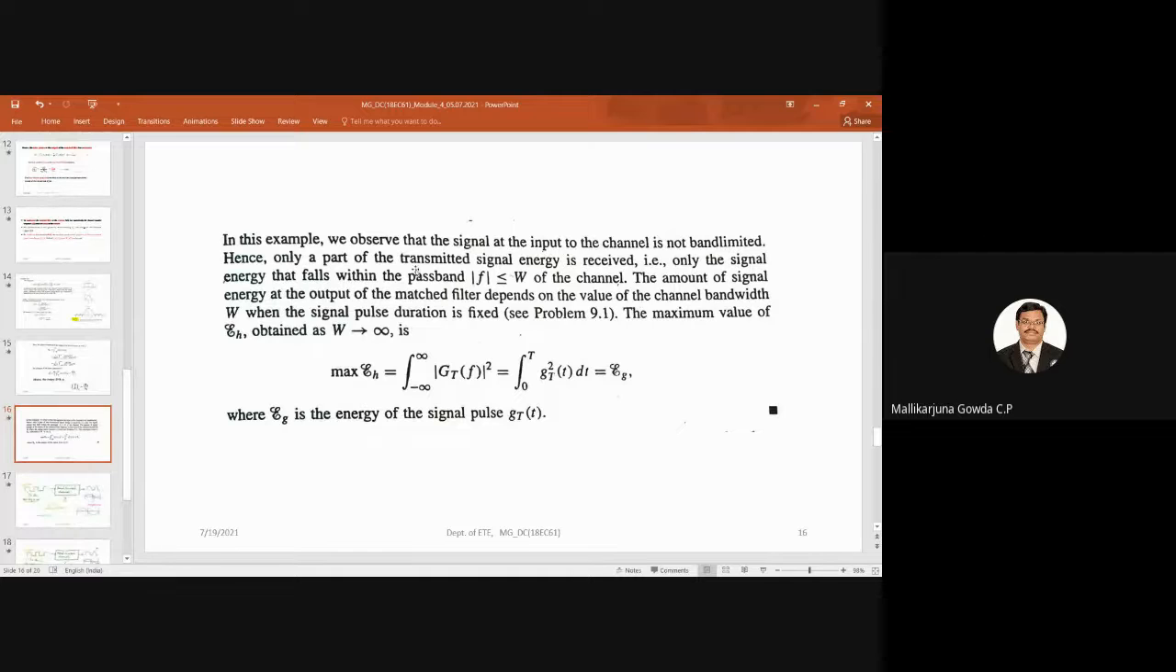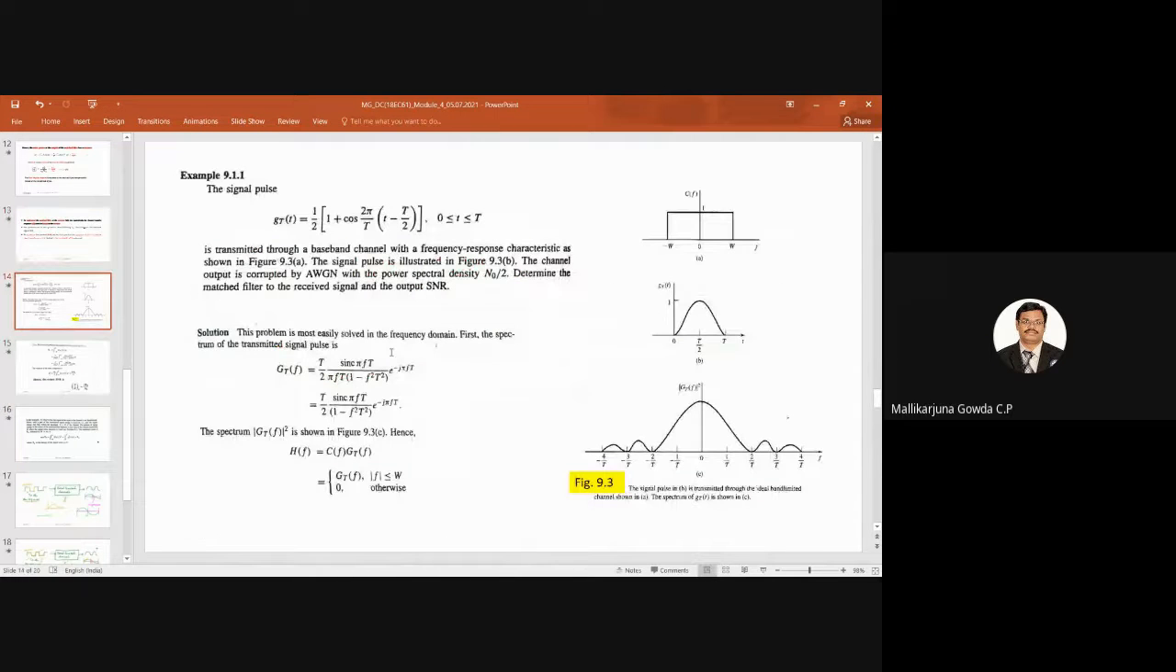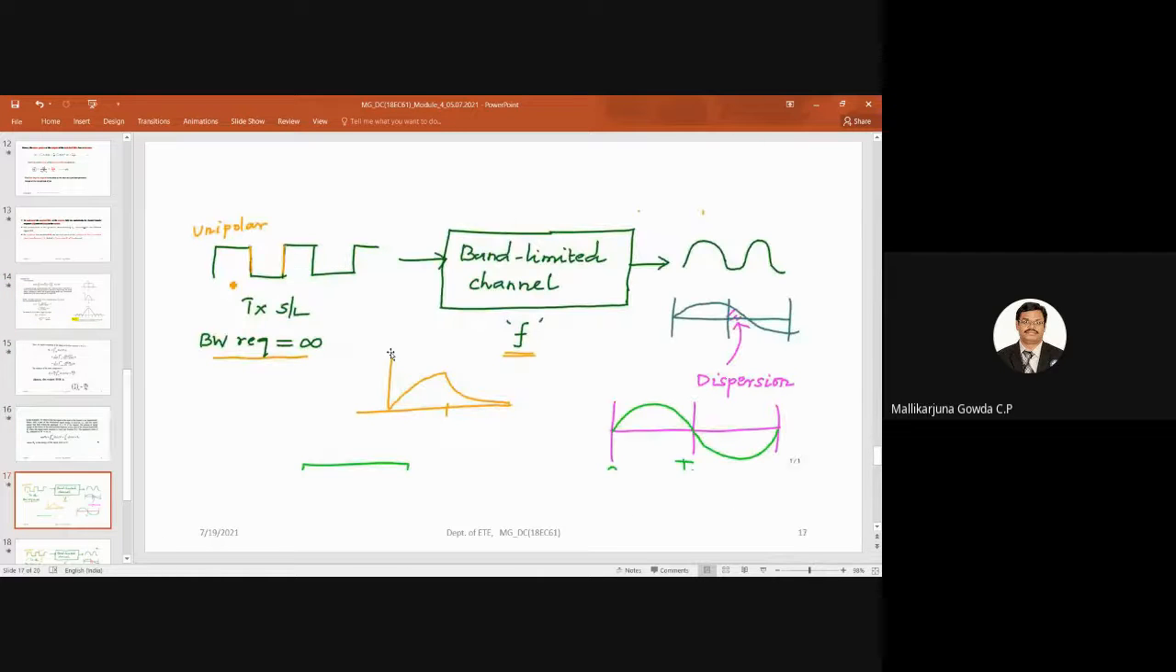Here it is written. We have told that the maximum value is EH, that is the energy of the signal. That is why it is taken straight away there. So just have a look at this example, and try finding the Fourier transform by yourself. Just what I told at the beginning.